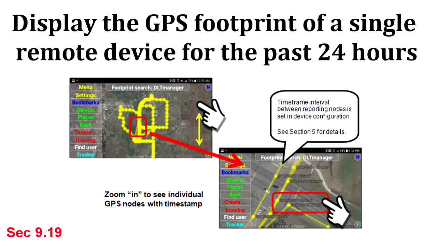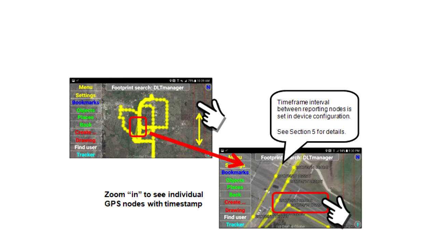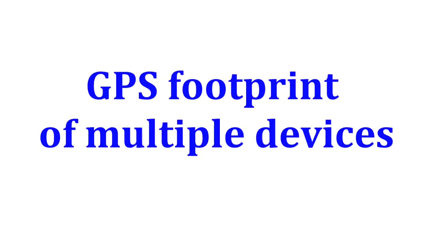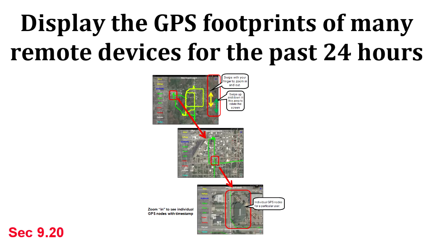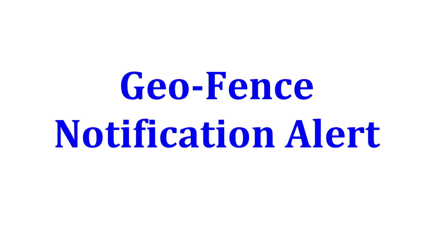GPS footprint of a single remote device. Here you can display the GPS footprint of a single remote device for the past 24 hours. You can have a GPS footprint of multiple devices, and this shows as many remote devices as you want to include for the past 24 hours, and look at each individual one.